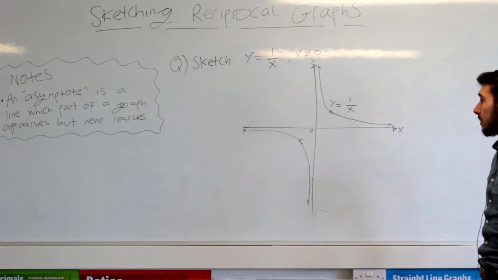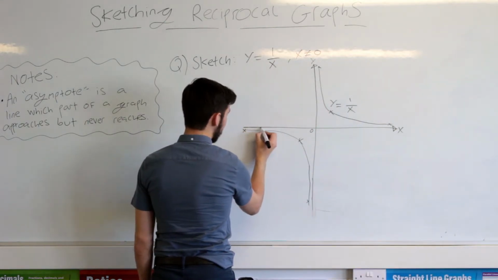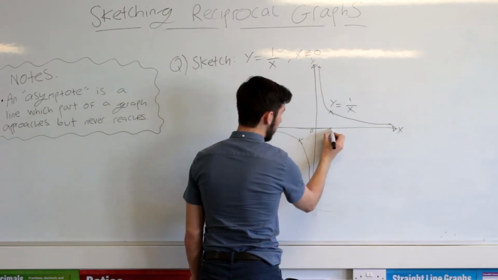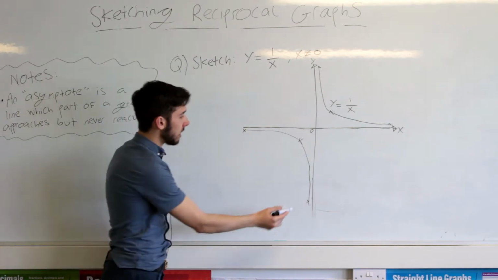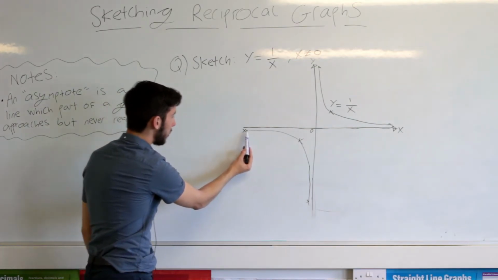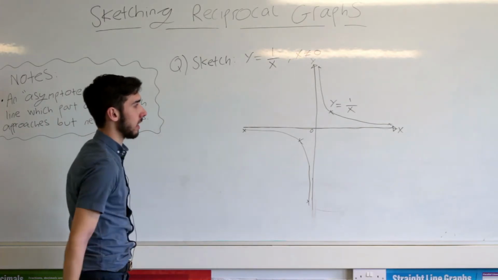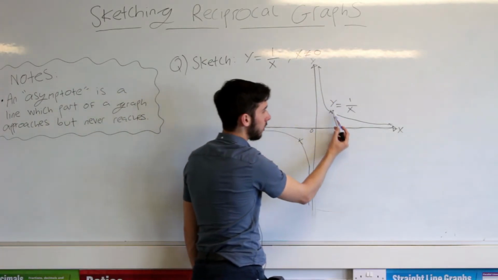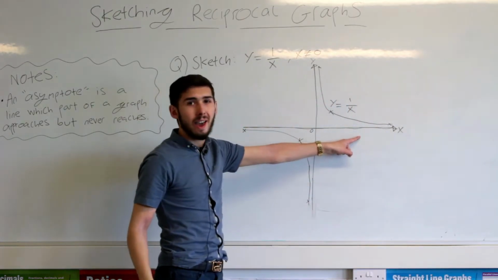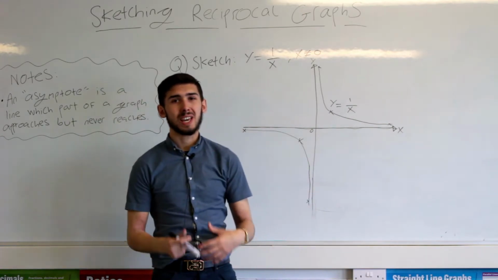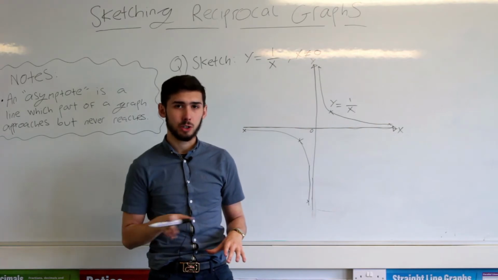The reason for this is because if you think about it, this line, which is the x-axis, is approached by the graph but never reached. This line goes on and on and on towards infinity. It will never actually touch the x-axis. Same with this. You can draw an infinitely long line. It will never, ever touch the x-axis. It will just get infinitely closer and closer, but it will never touch it.